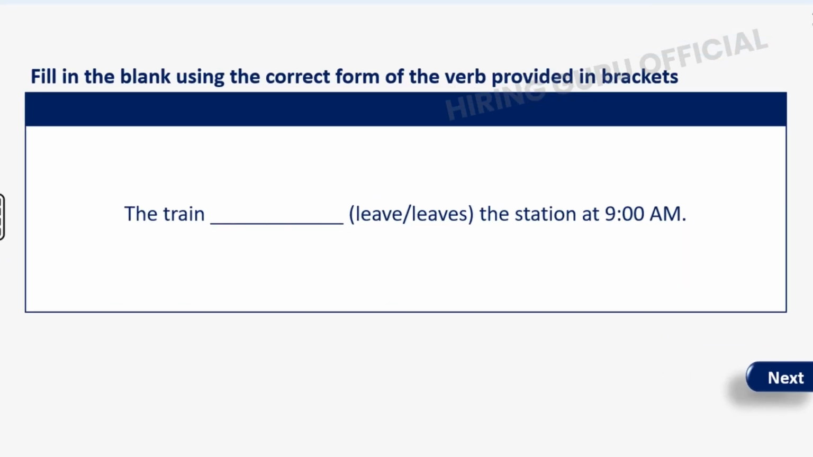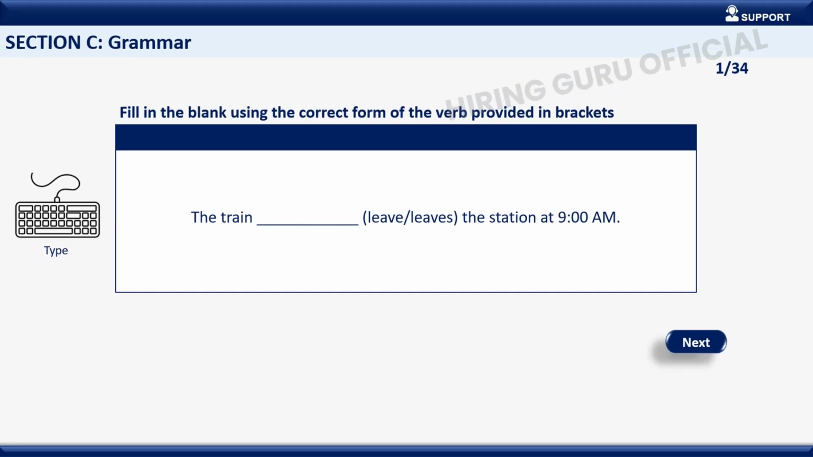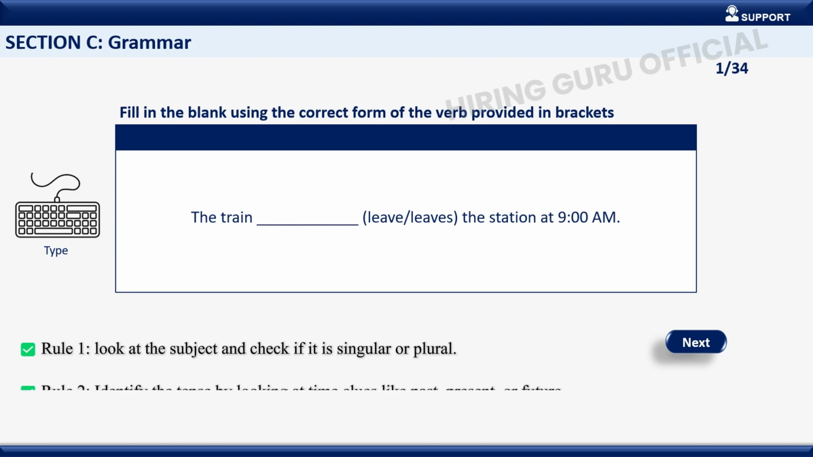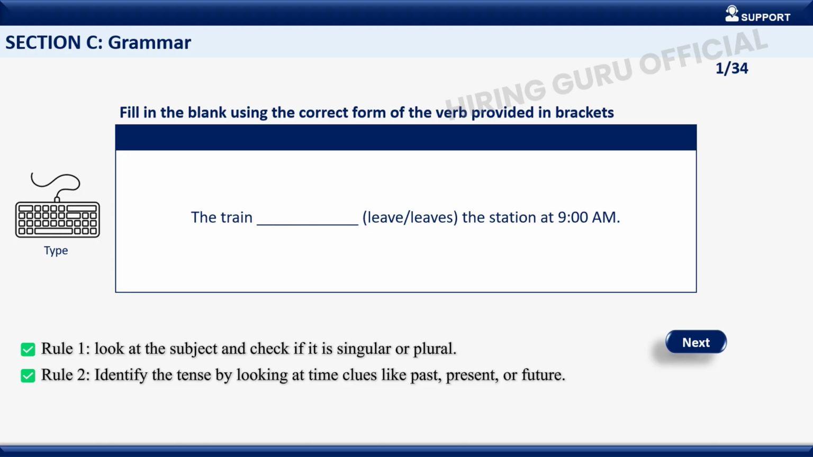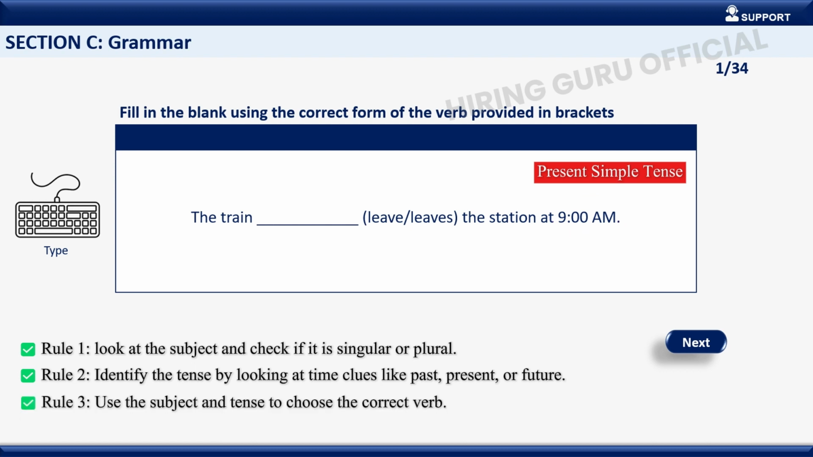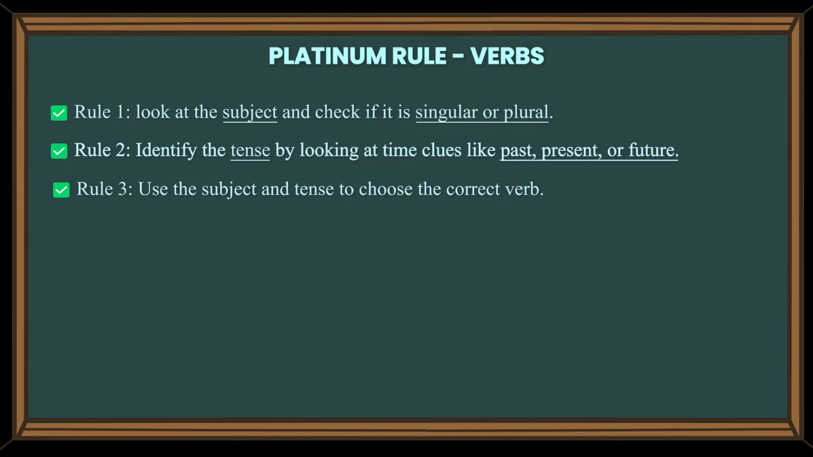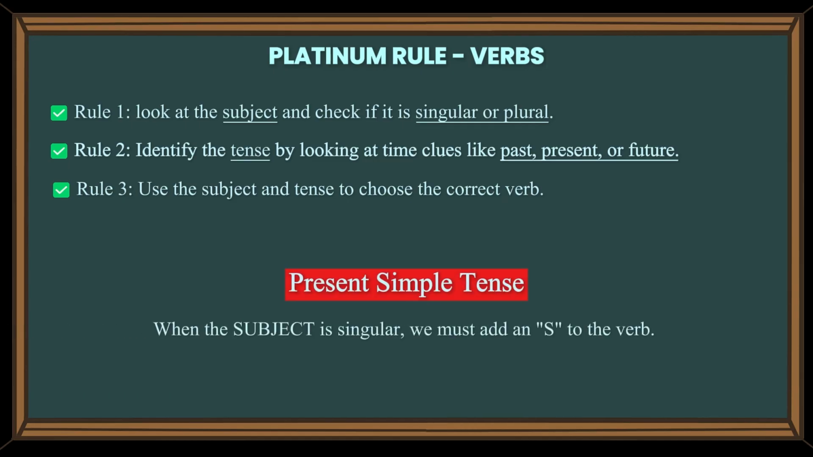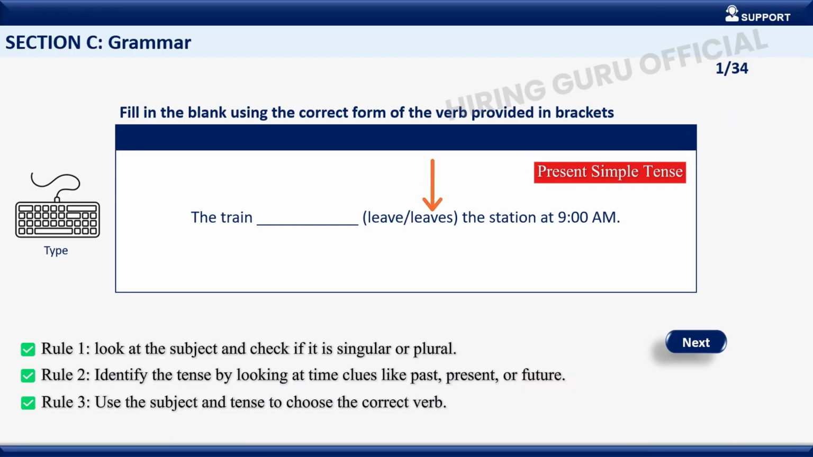Let's try this with an example. The question reads as, the train dash the station at 9 a.m. Okay, so the first thing we need to do is to check the subject. Since we are talking about only one train, this means the subject is singular. Now it's time to figure out the tense. Since the sentence talks about a fixed schedule, we should use the present simple tense. Now the last thing that we need to do is to choose the correct verb. The rule says in the present simple tense, when the subject is singular, we must add an S to the verb. So the correct answer is leaves. The train leaves the station at 9 a.m.